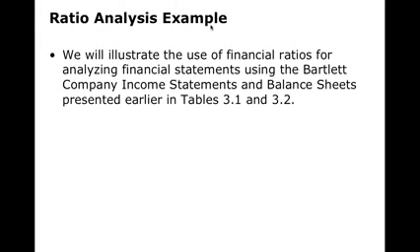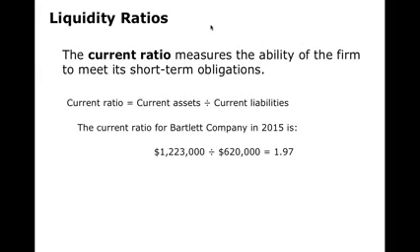Okay, so let's illustrate an example of using financial ratios, and we're going to look at Bartlett Company's income statement and balance sheet, tables 3.1 and 3.2. So let's talk about the current ratio. It measures the ability of a firm to meet its short-term obligations. So we look at our current assets divided by current liabilities. The higher this number, the better.